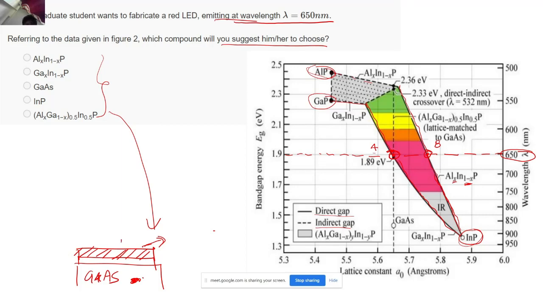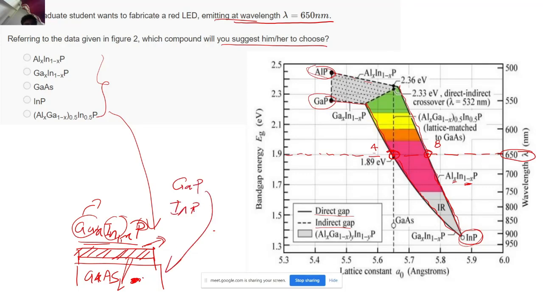Because let's say you want to grow, for example, GaxIn1-xP over here. Then either gallium or indium, at least one of them, should be present in the substrate. So for example, gallium phosphide or indium phosphide, either of them should be present over here. I cannot grow this layer on top of, say, aluminium phosphide or something. So this is the basic to solve the question.